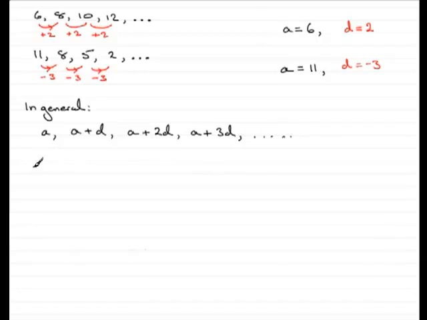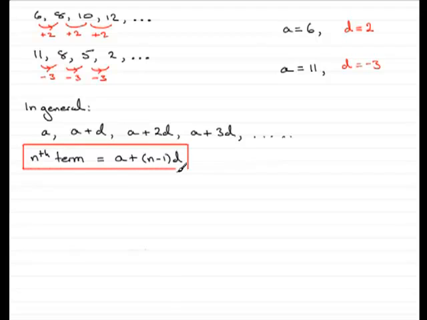And so hopefully you can see that the nth term is going to be equal to a plus n minus 1 times the common difference d. And this is a formula that you should try and learn. Okay, so we'll just highlight that there. The nth term then is equal to a plus n minus 1 d.